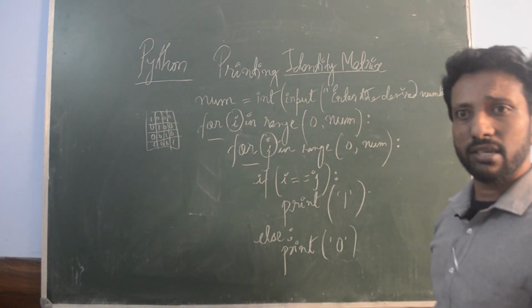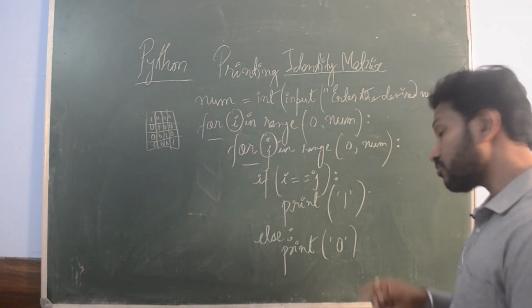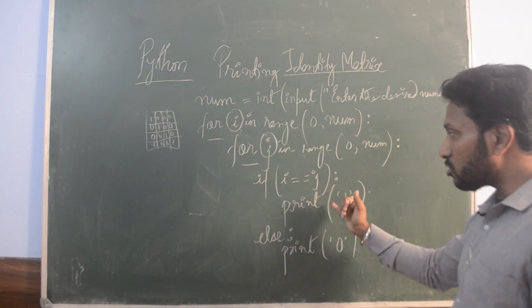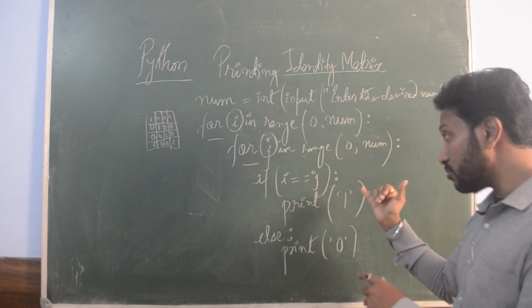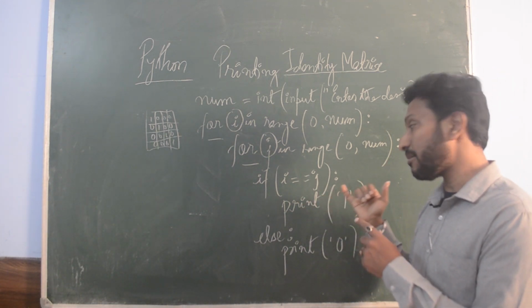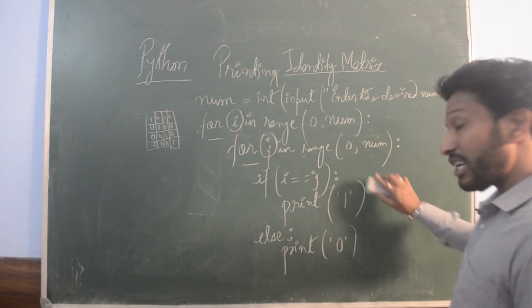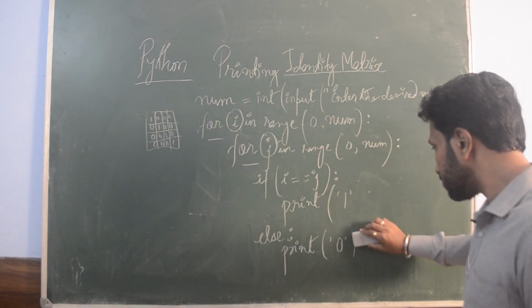Is it enough for us? No, we have to do something, because for every print statement, the control will go to the next line. Therefore, we have to use separators, and at the same time, we have to use the end equal to keyword. So let me show you how to do it.